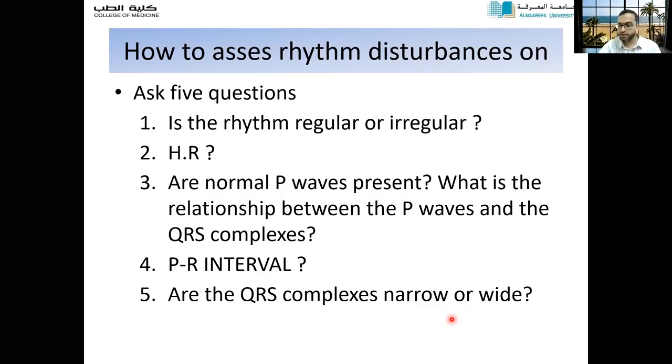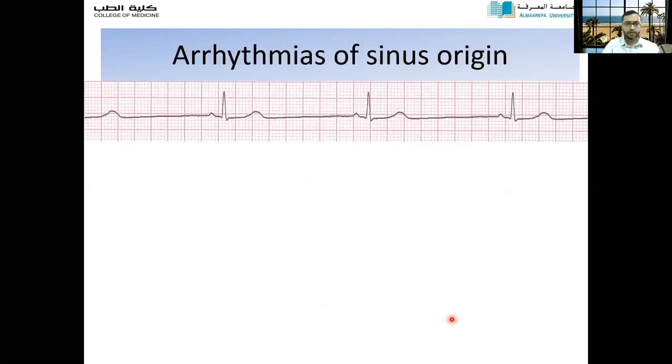So by keeping this in mind, let's proceed further. I'll give you some examples of arrhythmias or rhythm disturbances. Definitely, as I told you, because of the shortage of time, I cannot cover everything. Just a few examples, and then you can utilize the knowledge. And in future, inshallah, we'll arrange some lectures for the higher levels. For the first thing, I selected arrhythmias of sinus origin.